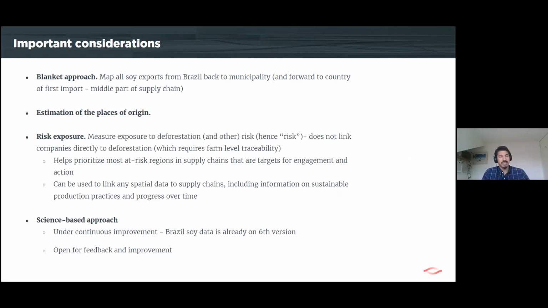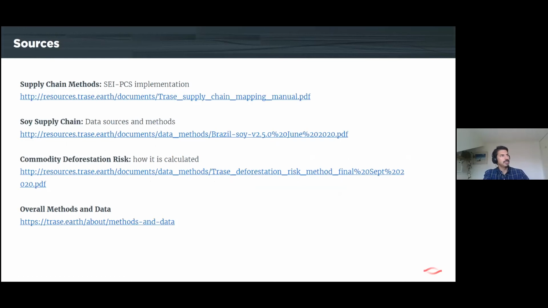Just to have an idea, the Brazilian soy map is already on the 6th version. So we started back in 2016 with some information, some data, but then we kept improving as we found some mistakes, some errors, as we spoke with companies, and companies gave us more information. So we are under continuous improvement, and we are always open for feedback and improvement, as I said, because it's based on science. And here are just some sources. As Tom said, we're going to share this slide deck, so then you can have more information about the methods.